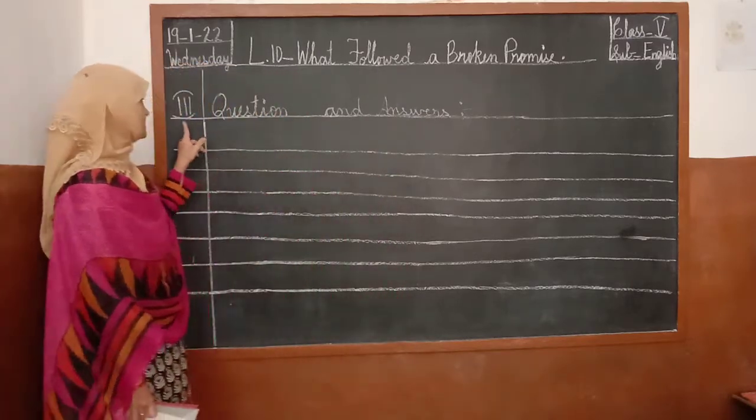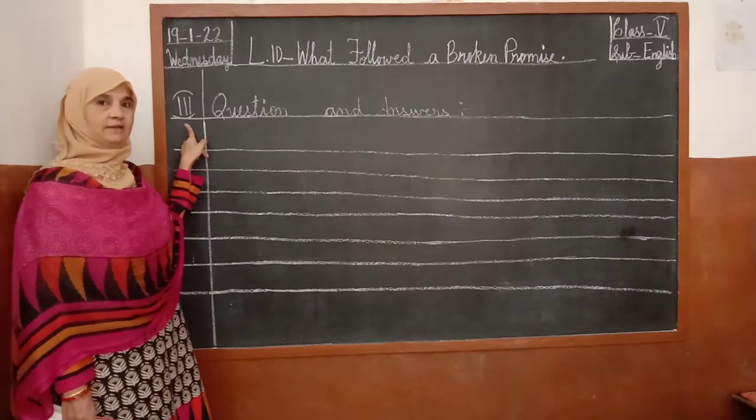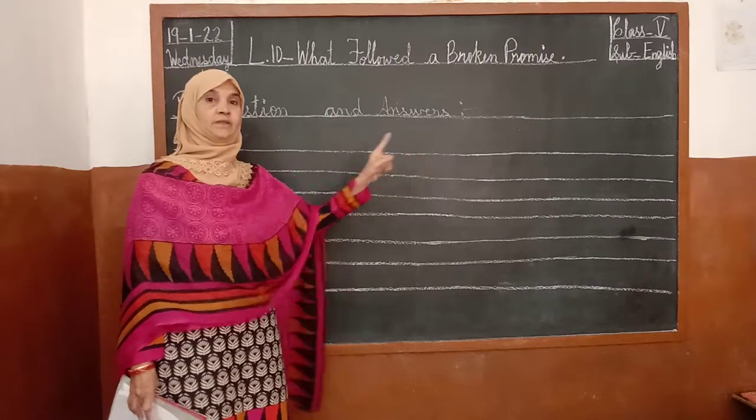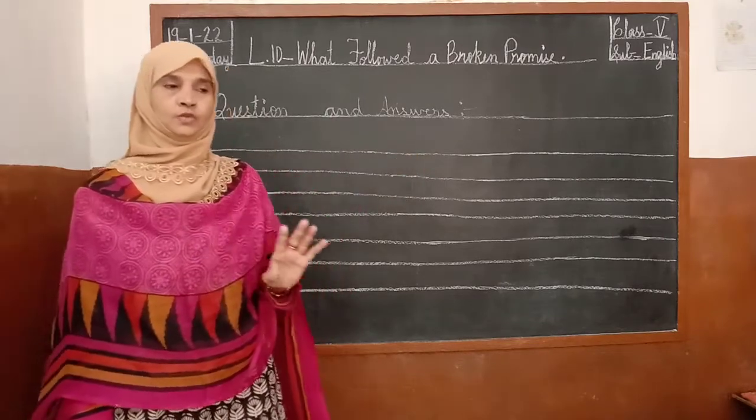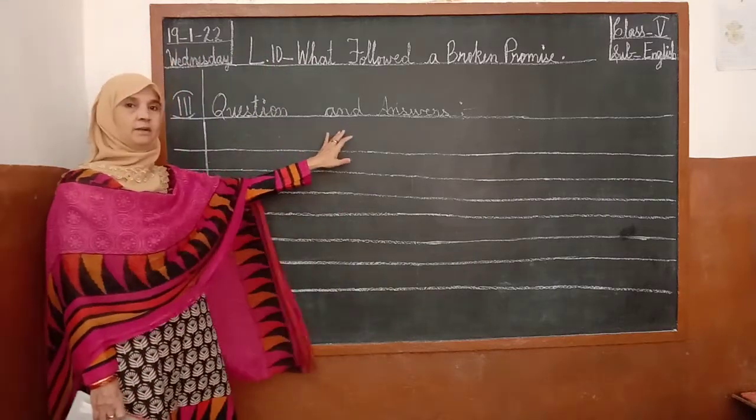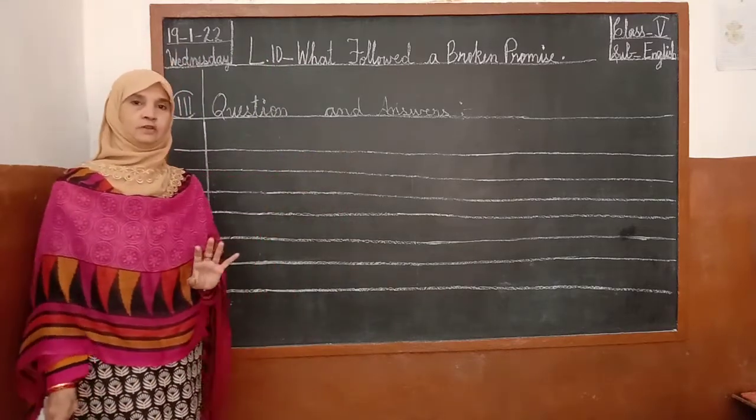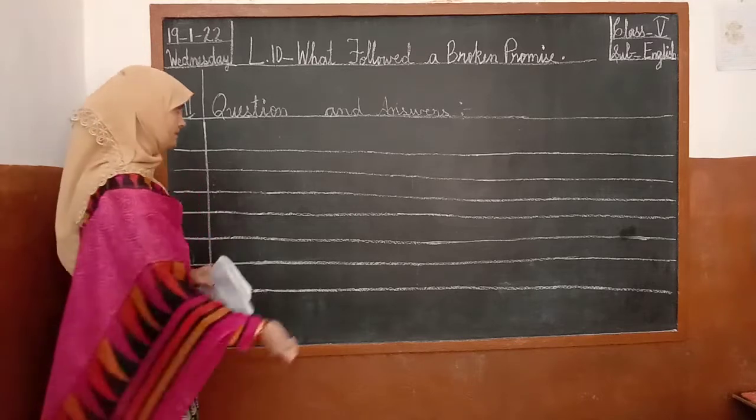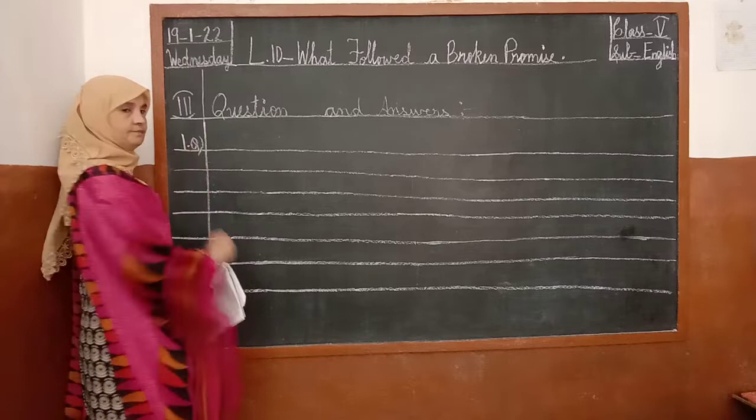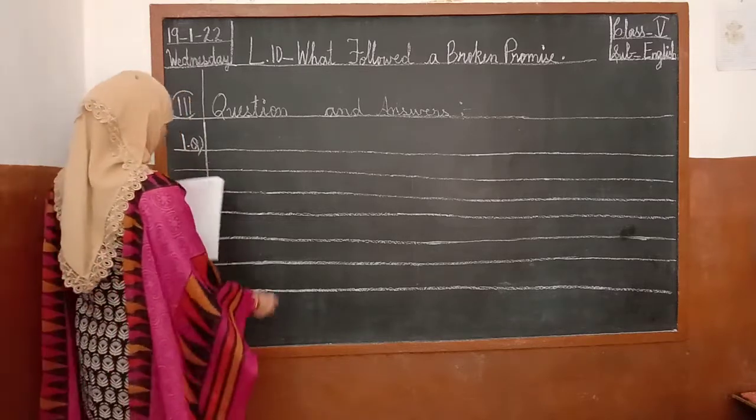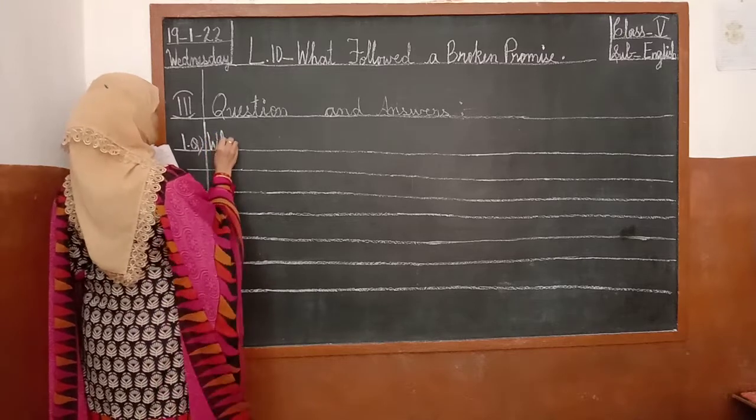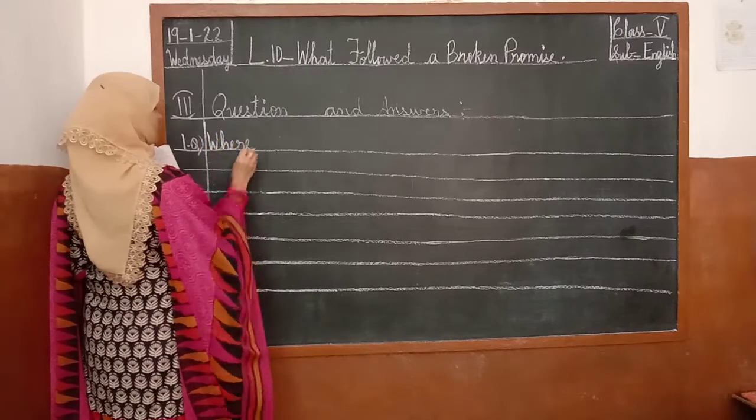Now, in the first line, write questions and answers. Write the heading with a black pen, and the question also with a black pen. Don't use a red pen. Okay, now question number 1. Write down: When was, W-H-E-R-E. Where was.